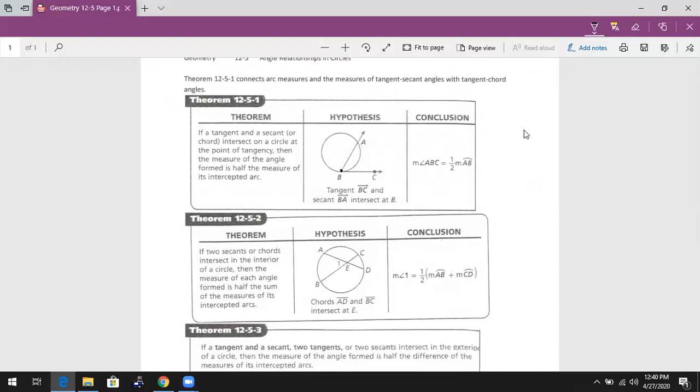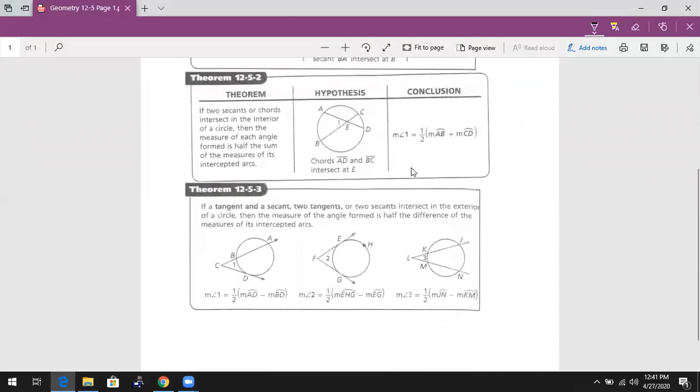Now, this is very consistent with what we had last lesson when we had two chords intersecting on the circle. Again, the angle was half of the intercepted arc. So what we can see from theorem 12.5.1 is it doesn't matter if it's two chords like last lesson or a tangent and a secant or chord. The angle is still half the measure of the intercepted arc. Now, what if they don't intercept on the circle?